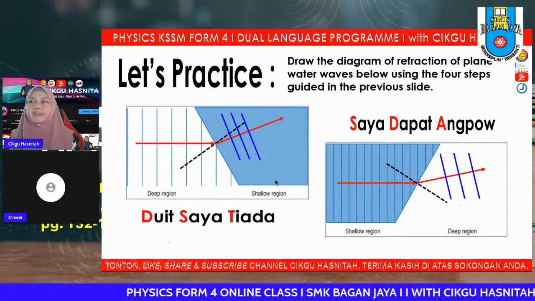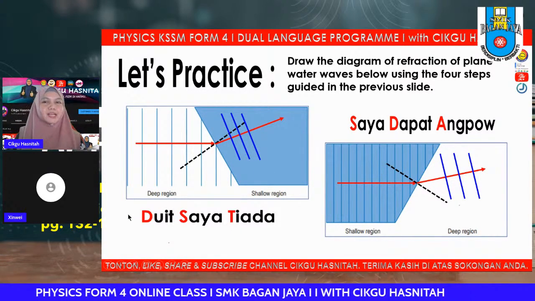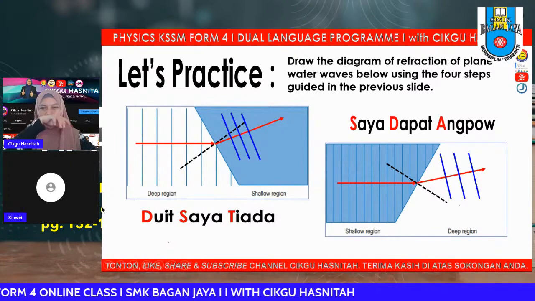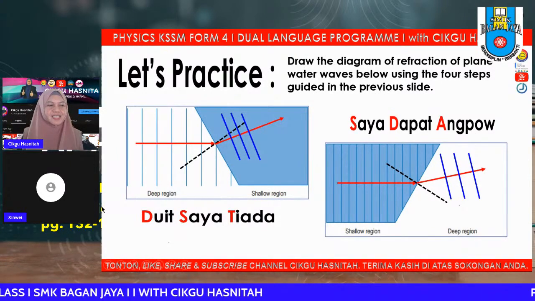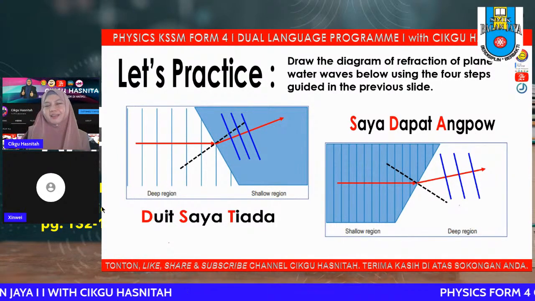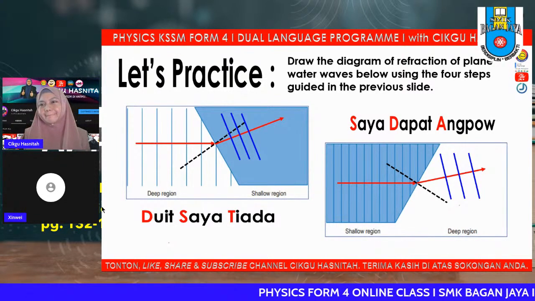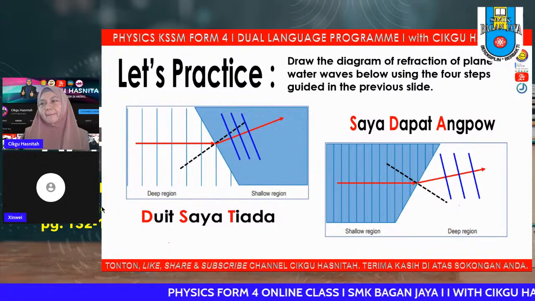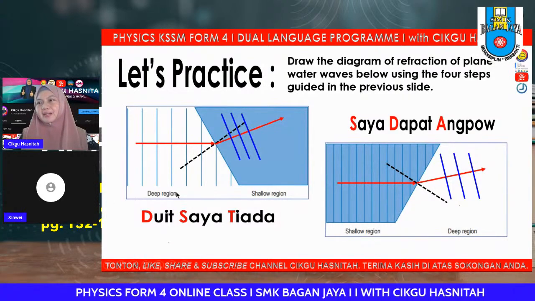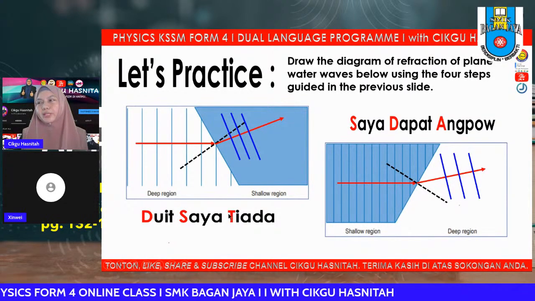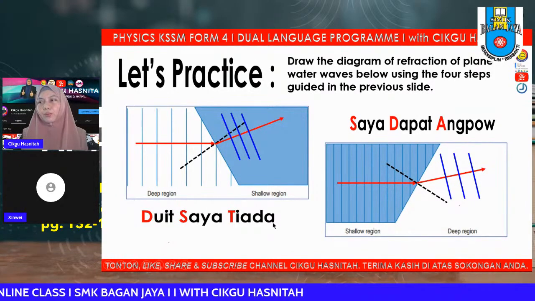Okay, who got it right for both diagrams? Siapa lukis kedua-dua betul? Angkat tangan. Tulis di sana. Anyone draw correctly for both diagrams? So just follow the four steps and then follow this guidance: deep to shallow, towards. Shallow to deep, away.